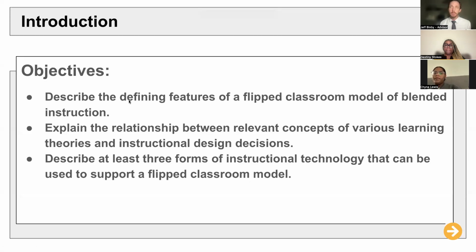Here are my objectives, right? At the end of this presentation, the learners should be able to describe the defining features of a flipped classroom model of blended instruction. They should be able to explain the relationship between relevant concepts of various learning theories and instructional design decisions that can support a flipped classroom. And then also describe at least 3 forms of instructional technology that can be used to support a flipped classroom model.